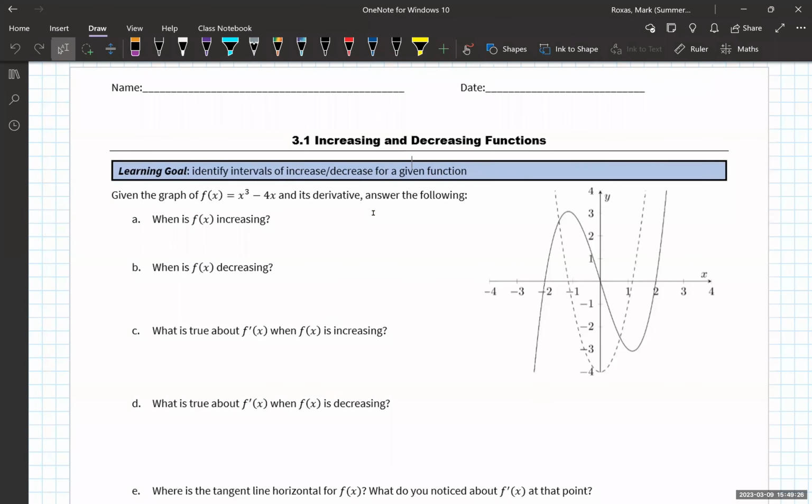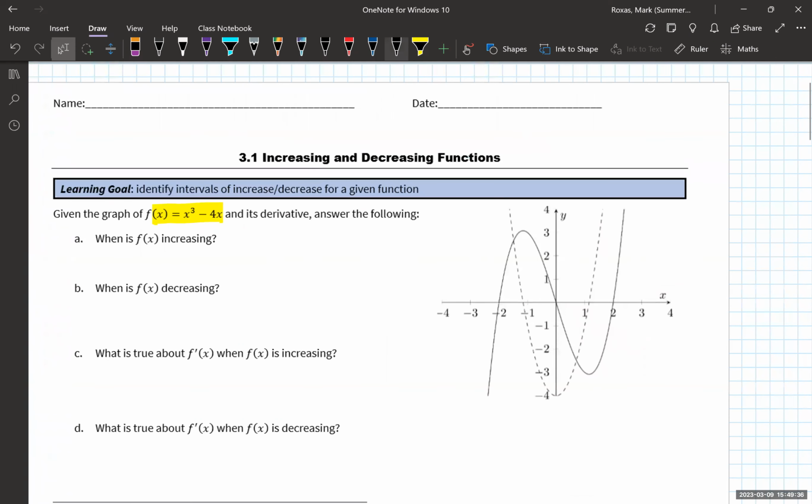Given the graph of f(x) = x³ − 4x and its derivative, answer the following. Here's a graph of f(x), and the dotted line represents the derivative. We can tell that because f(x) is a cubic polynomial with those two turning points, and its derivative would be one degree less, which is quadratic. So the dotted line looks like a parabola. Question A asks, when is f(x) increasing?